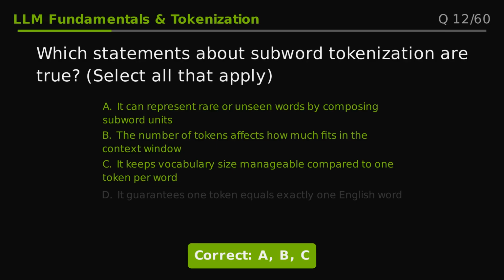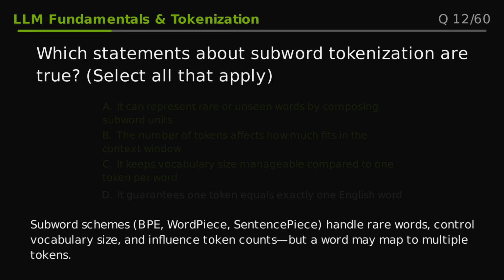The correct answers are B and D. Subword schemes, byte-pair encoding, SentencePiece, handle rare words, control vocabulary size, and influence token counts, but a word may map to multiple tokens. Next section.